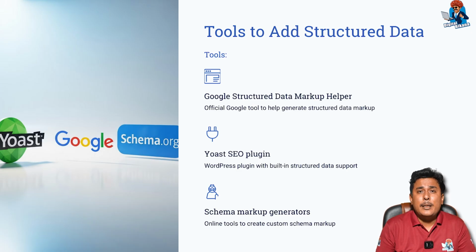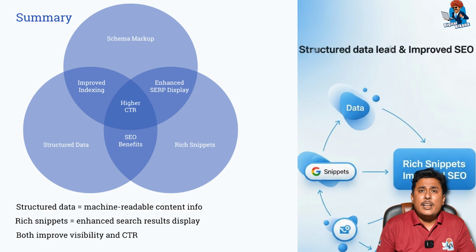or dedicated schema generators. Structured data helps search engines understand your content better, and rich snippets make your listing more attractive in search results. Together, they can boost visibility and clicks.